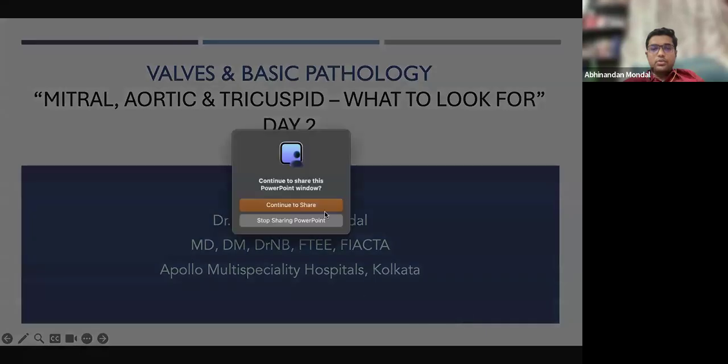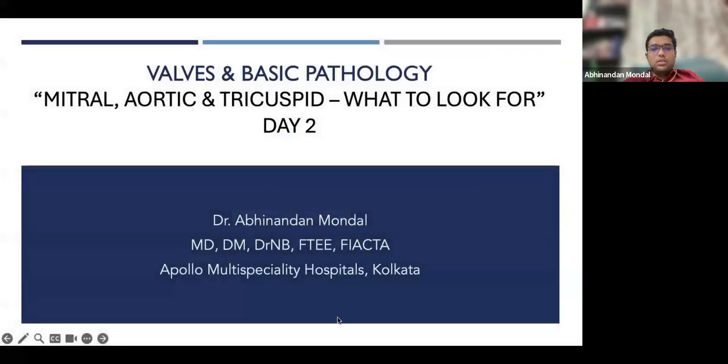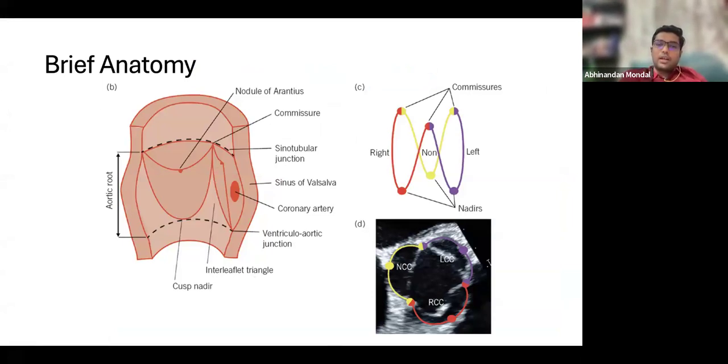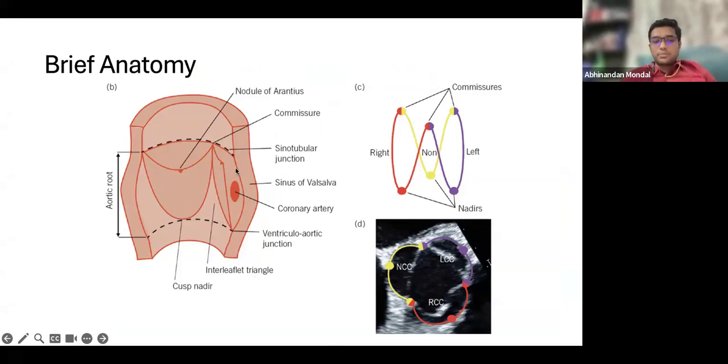Today, welcome to day two. At first, I will start with the aortic valve. What is the brief anatomy of the aortic valve? As you know, in your mitral valve and also in your tricuspid valve, we call those the leaflets. But in case of your aortic valve and pulmonary valve, we call them cusps. So there is a basic difference between leaflet and cusp.